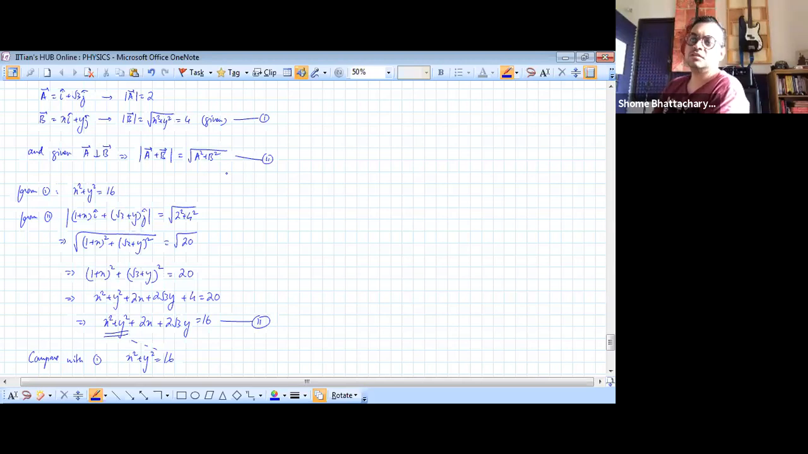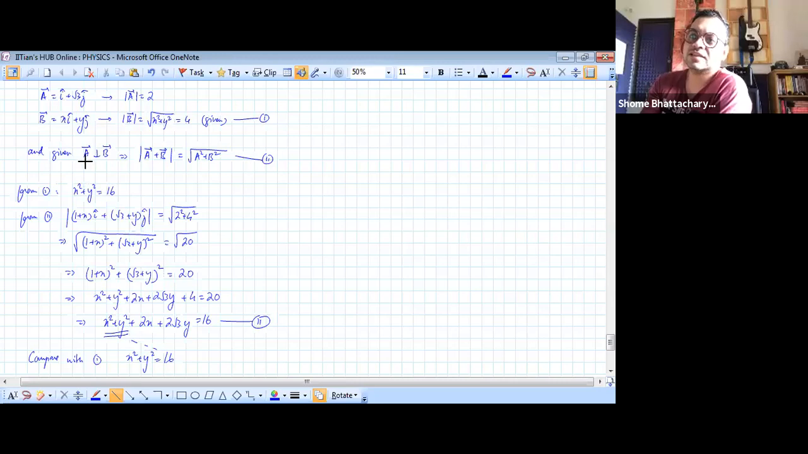So Prince, this is what I'm doing in the question. Just go through the steps. This information was given to me, that A is i cap plus root 3 j cap. So from that I can see that the magnitude of A is 2, and B is x i cap plus y j cap. So the magnitude of B can be expressed like this, but that is given to me as 4. So this itself becomes one equation, that root of x square plus y square has to be 4, or that x square plus y square has to be 16. So this is my equation number 1.